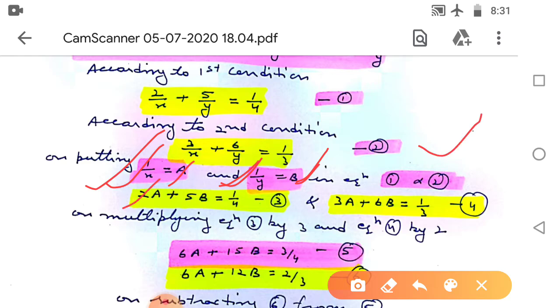So here we have 2a plus 5b is equal to 1 by 4, and 3a plus 6b is equal to 1 by 3. Now on multiplying equation 3 by 3 and equation 4 by 2, we finally get 6a plus 15b is equal to 3 by 4, and 6a plus 12b is equal to 2 by 3.